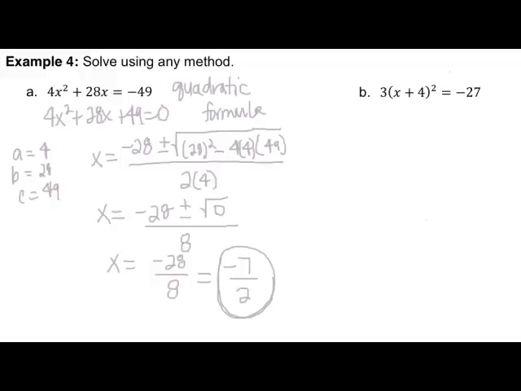So again, all methods will work, except for the square root will not work in this case because we have our x term. So again, you decide if you like factoring, completing the square or quadratic formula better, and that will be the method that you will choose to use.